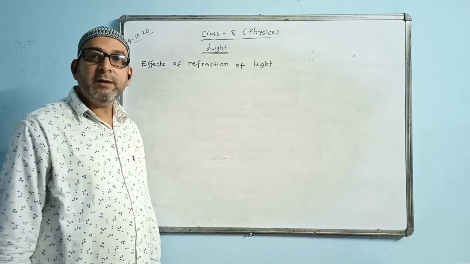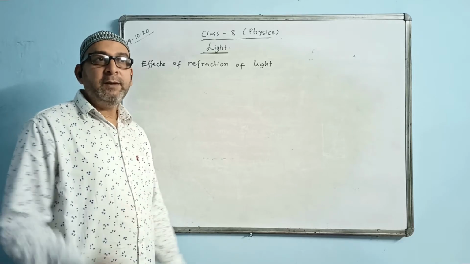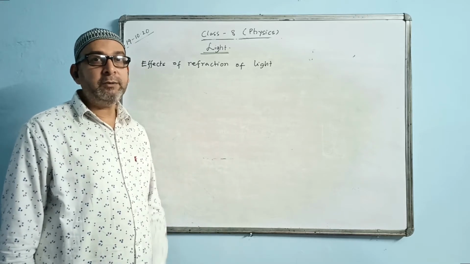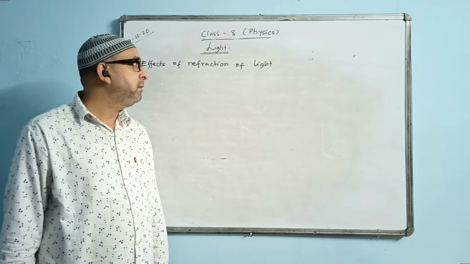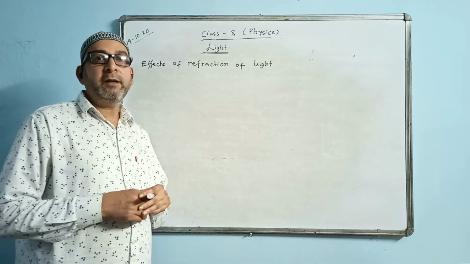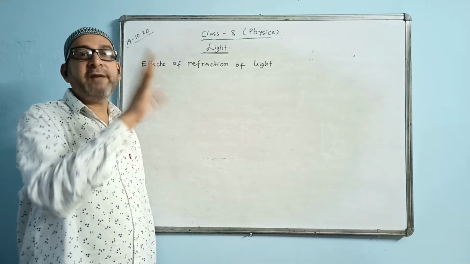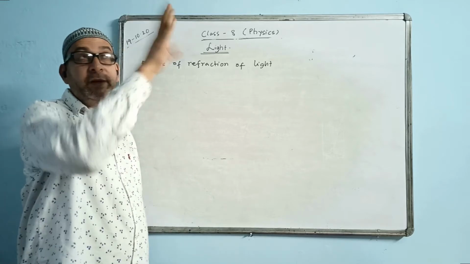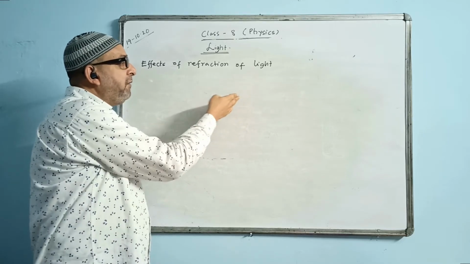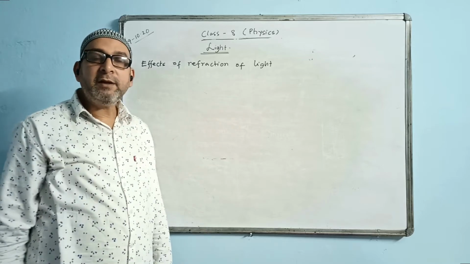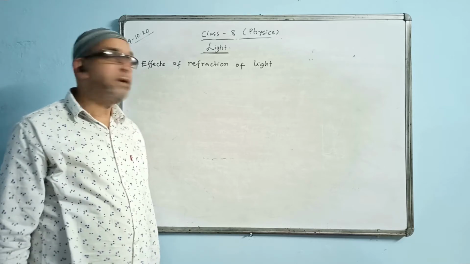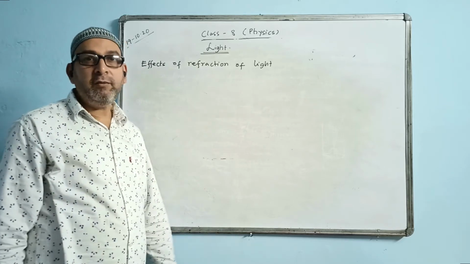The position will appear to be raised. There will be a real depth and an apparent depth. The apparent depth will be less than the actual depth, so the person's leg will appear shorter. The cause of the twinkling of stars is also refraction, but there are many successive refractions taking place in the atmospheric layers. In the atmosphere we have layers of air, and the ray of light travels from rarer to denser like this. The density of air keeps on changing, so it follows a zigzag path like this, and that we call the twinkling effect.